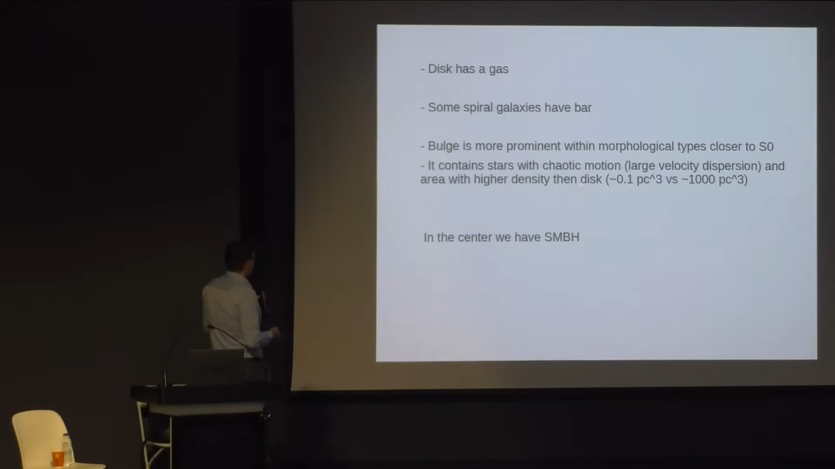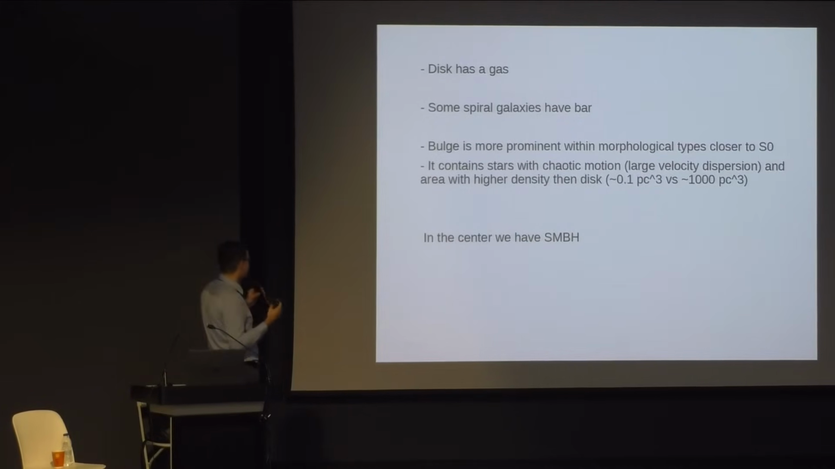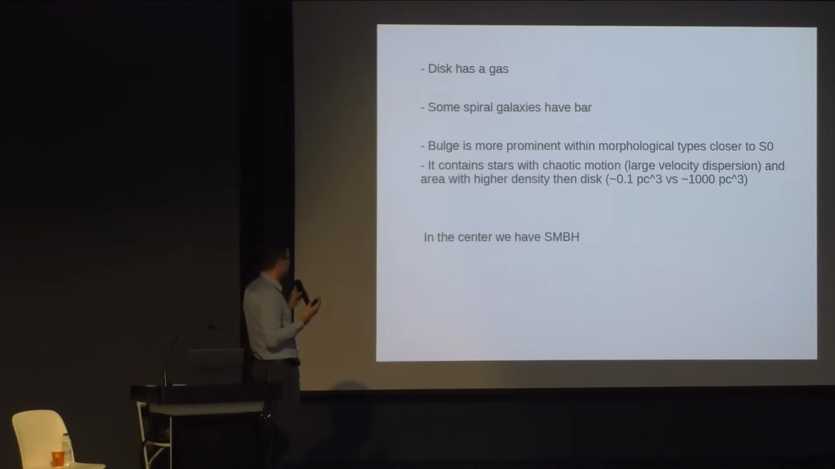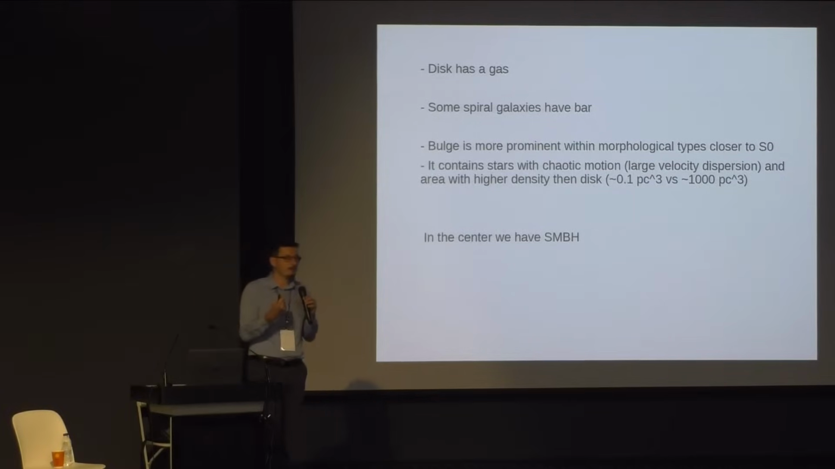And I already said the disk has gas, and some spiral galaxies have a bar. The bulge is more prominent in morphological types closer to S0, those closer to lenticular and elliptical galaxies. It has a mostly spherical shape with chaotic motion of the stars. When I say chaotic motion, I mean the bulge has a very large velocity dispersion, so we cannot describe the bulge with one velocity.